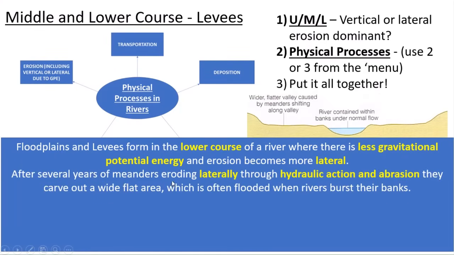After several years of meanders eroding laterally, so we've talked about meanders first, through hydraulic action and abrasion, describe those, they carve out a wide flat area. So if you imagine this river just goes left and right over thousands or hundreds of thousands of years, and it creates this flat area. You can see where the river hasn't migrated, there's a little area called a bluff line. That's a higher area around it. So this area is the sort of flat floodplain area. So any flood that happens, this river is going to spill out onto it.